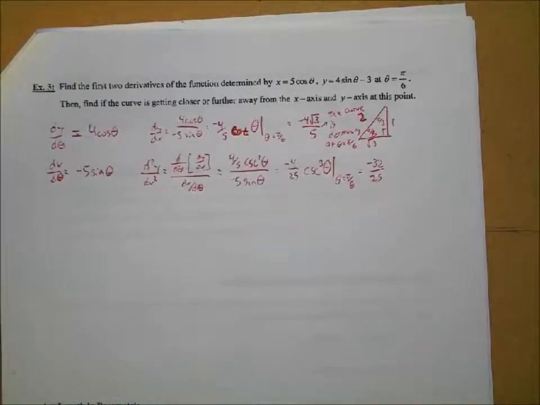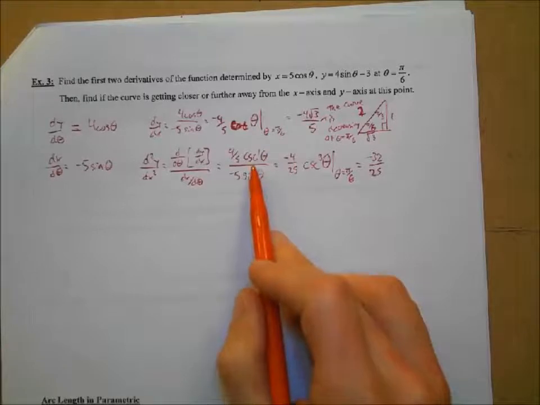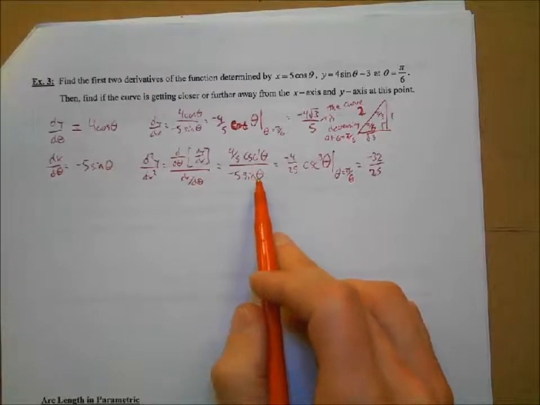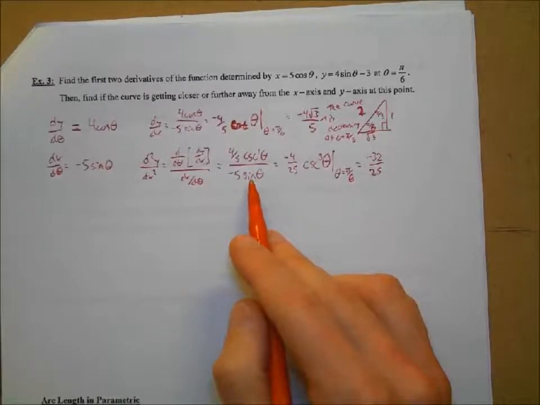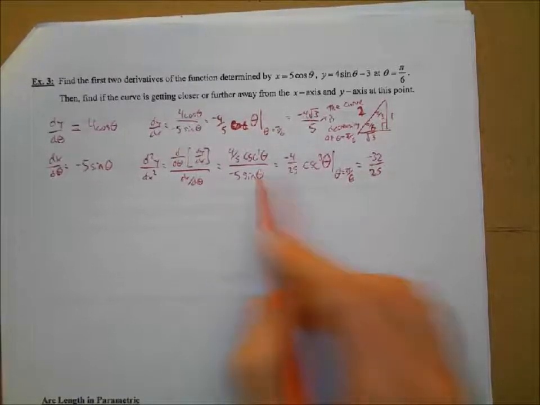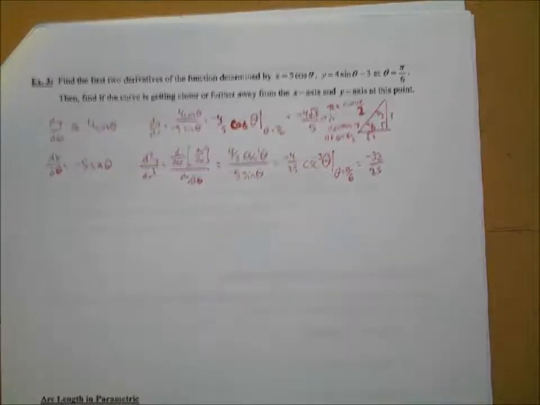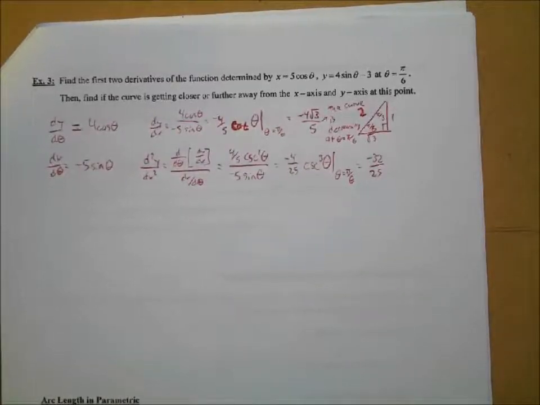Okay. And so we get 4/5 cosecant squared theta over negative 5 sine theta, but dividing by sine theta is the same thing as multiplying by 1 over sine of theta. But what is 1 over sine theta? 1 over sine theta is another cosecant of theta. So you get cosecant cubed of theta, and then the 4/5 divided by negative 5 is negative 4/25. Evaluate at pi over 6, you get negative 32 over 25.